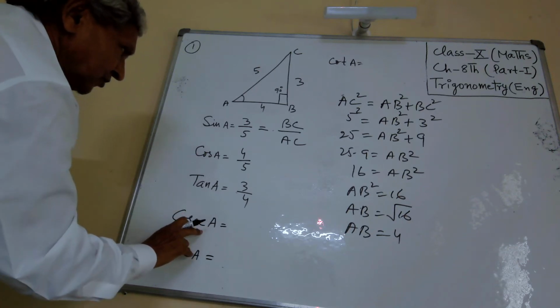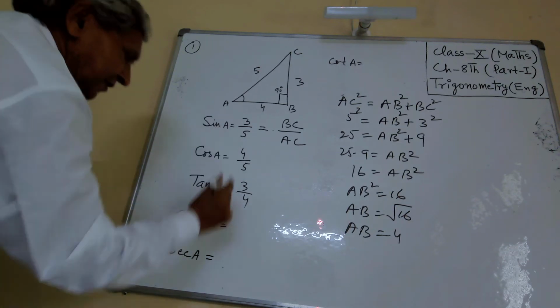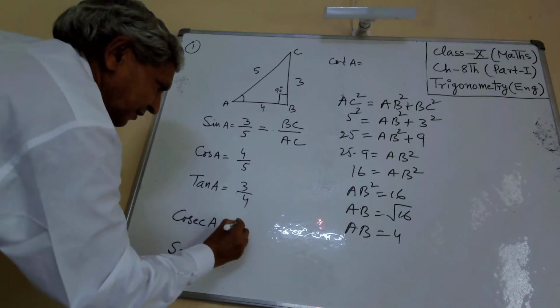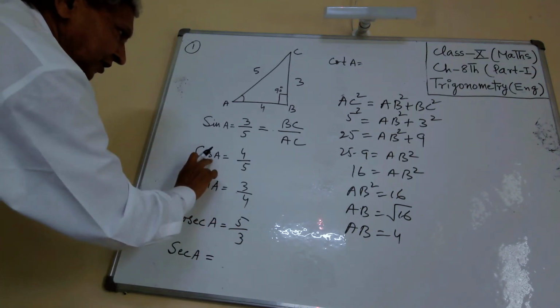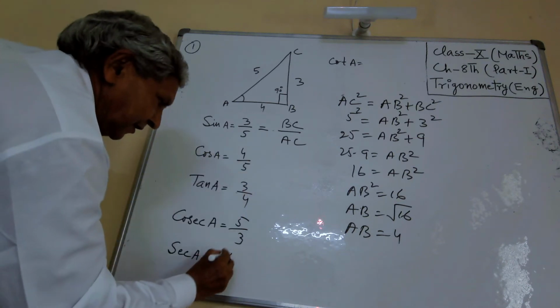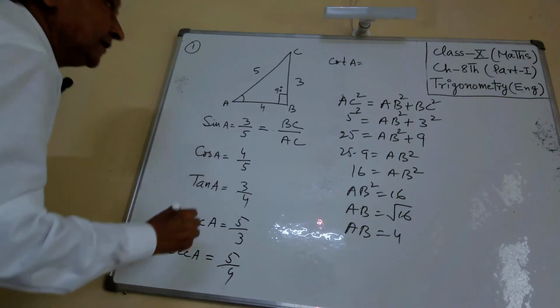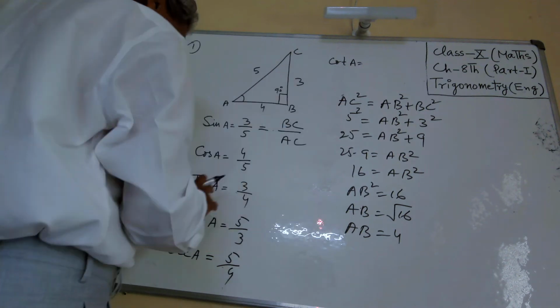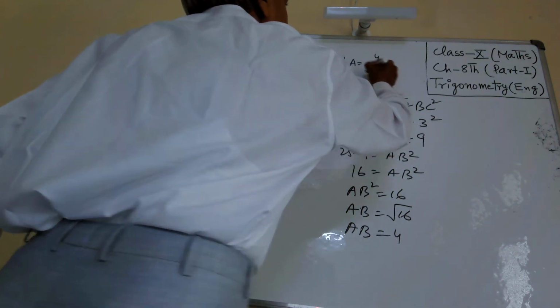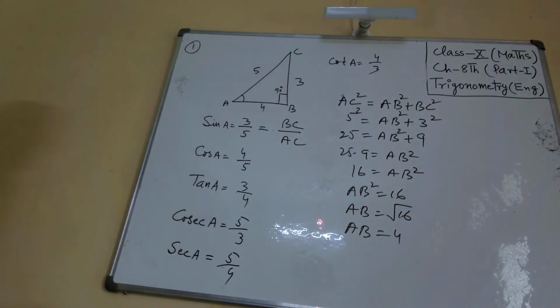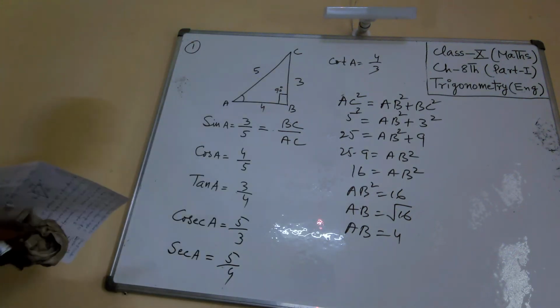Cosec A is the opposite of sin A. Sin A is 3 by 5, so cosec A is 5 by 3. Sec A is the opposite of cos A. Cos A is 4 by 5, so sec A is 5 by 4. And cot A is the opposite of tan A. Tan A is 3 by 4, so cot A is 4 by 3. These are the values of all these 6 identities.